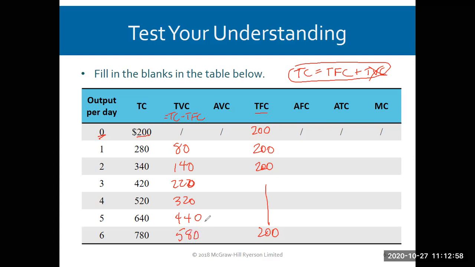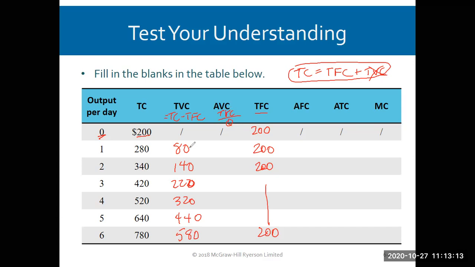So we've got total variable costs. Okay, how do we get average variable costs? Well, just from the formula, and you've got it. We've done all 7 of them. Total variable costs divided by output, quantity.